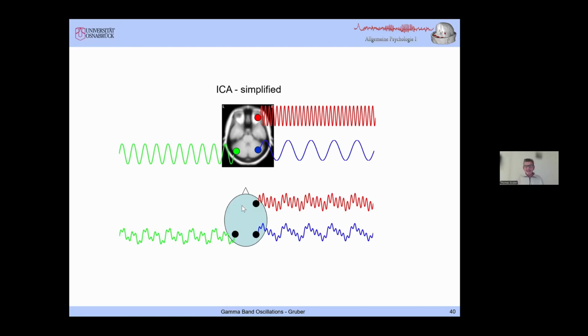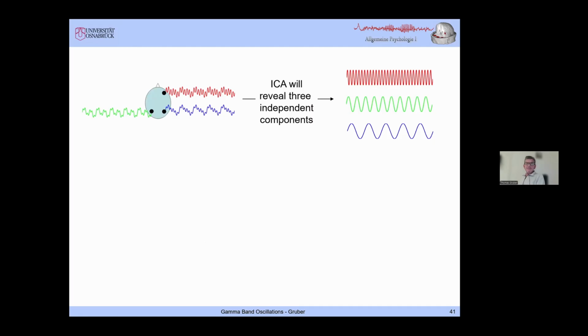So if you look at this with 3 electrodes at the scalp surface, then you measure the following. You add up these 3 sine waves, obviously weighted with different weights, because this electrode is closer to the green signal, and so on and so forth. But it's always the sum of all 3. And what the ICA now does is it will reveal the 3 components, the independent components underlying this summation at the scalp surface. So again, the red, the green, and the blue oscillation.